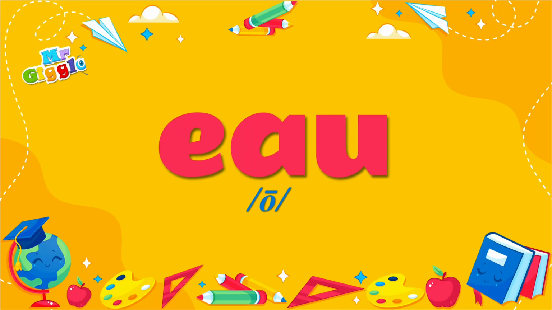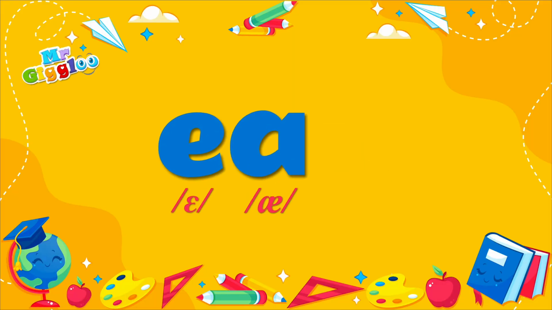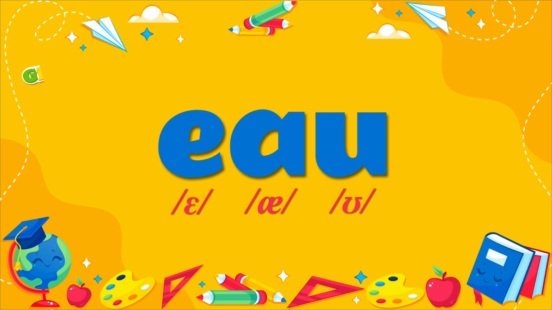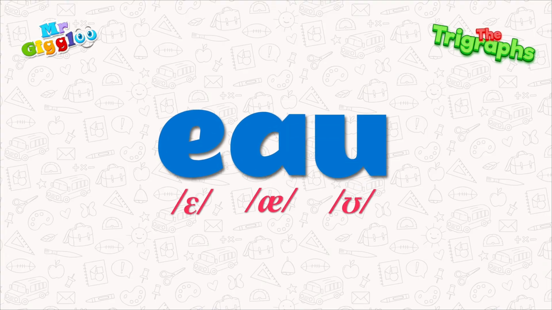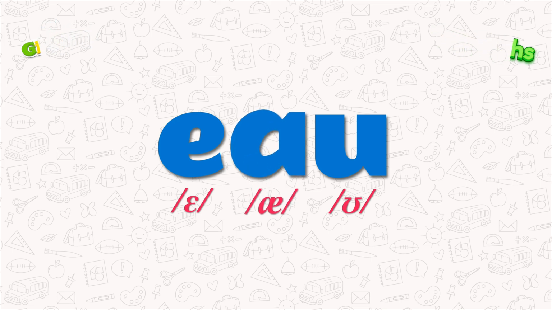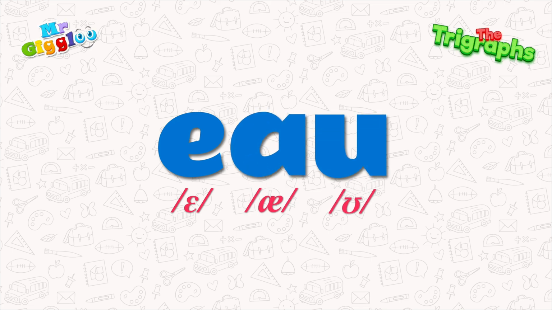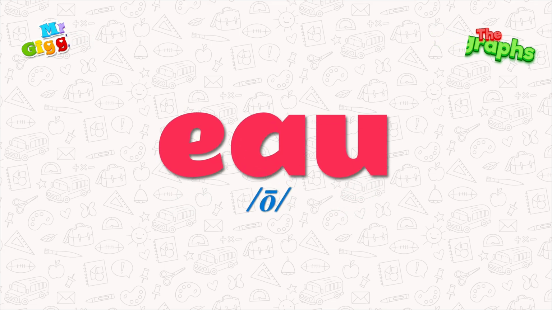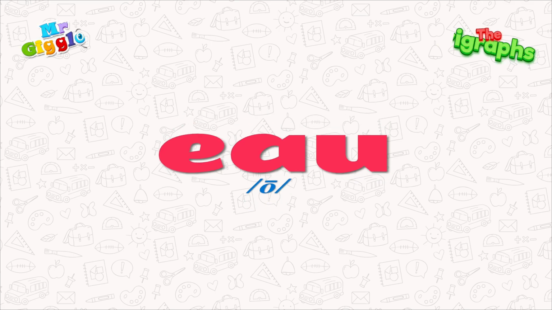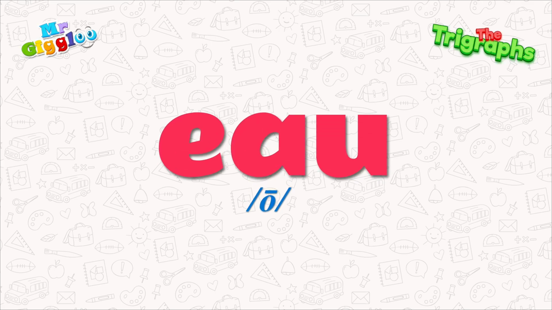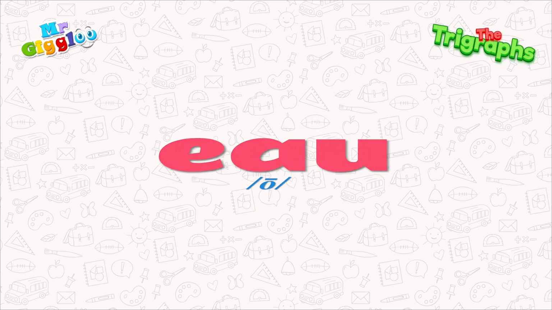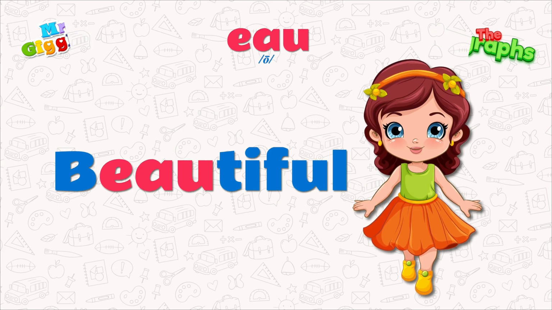The next trigraph is E, A, U. We already know the letter E makes the sound E. The letter A also makes the sound E, and the letter U makes the sound A. But when these three friends come together, they make one single sound, U. For example, in the word beautiful.